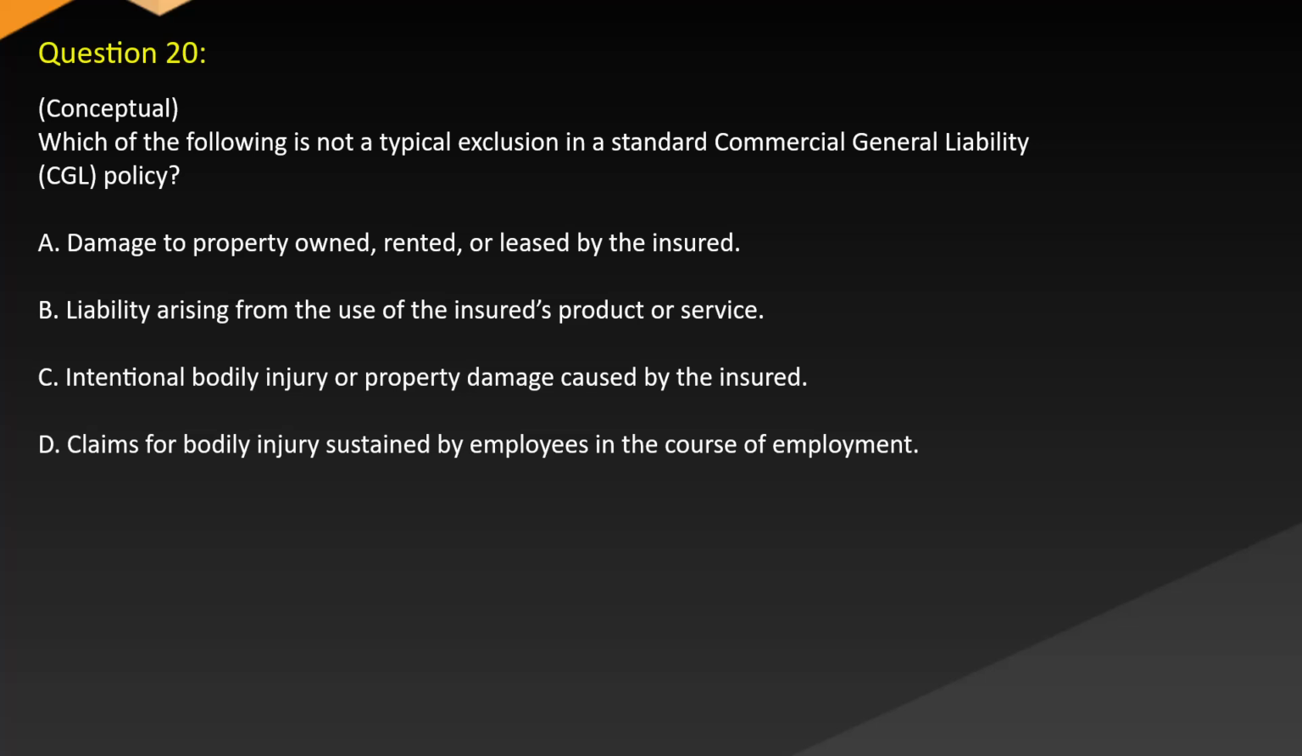Question 20. Conceptual. Which of the following is not the typical exclusion in a standard commercial general liability (CGL) policy? A. Damage to property owned, rented, or leased by the insured. B. Liability arising from the use of the insured's product or service. C. Intentional bodily injury or property damage caused by the insured. D. Claims for bodily injury sustained by employees in the course of employment.